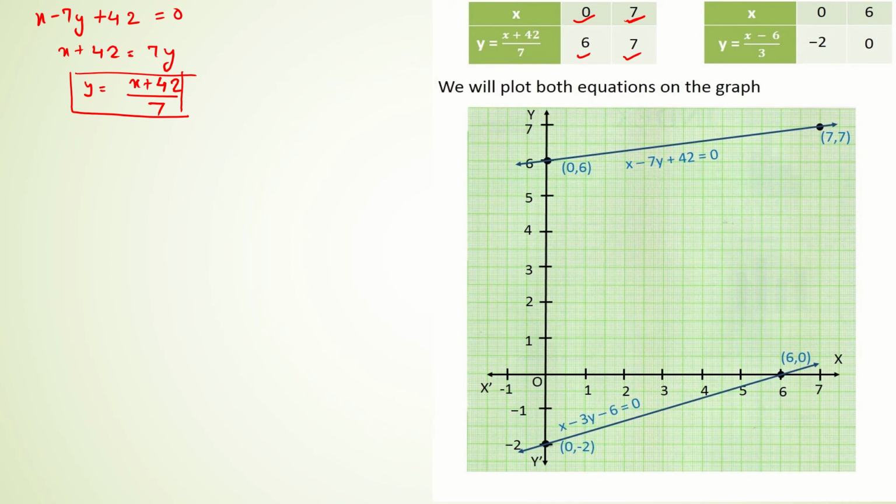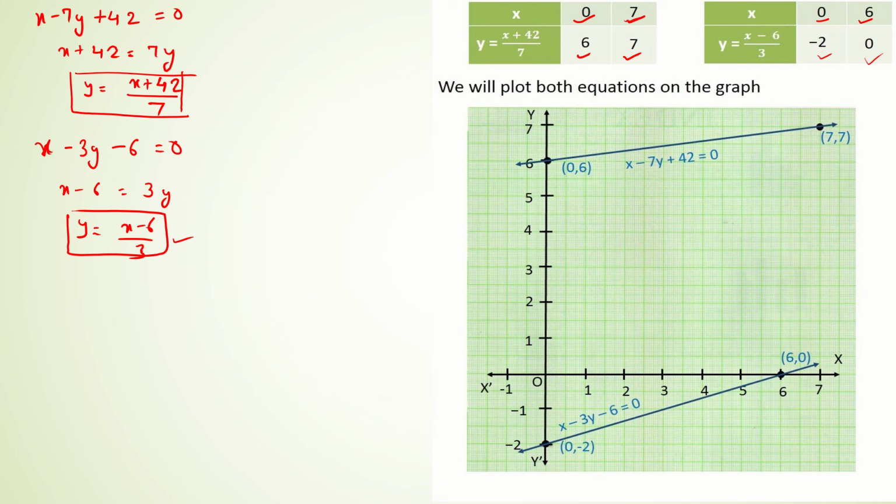Further, we have the second equation as x minus 3y minus 6 equals 0. So, from here we can obtain the value of y as (x minus 6) by 3, and by selecting different values of x as 0 and 6, we obtain the values of y as minus 2 and 0.